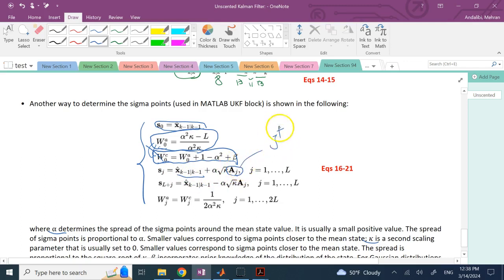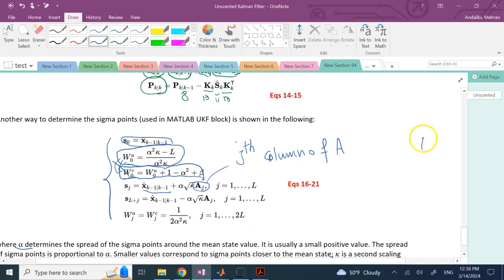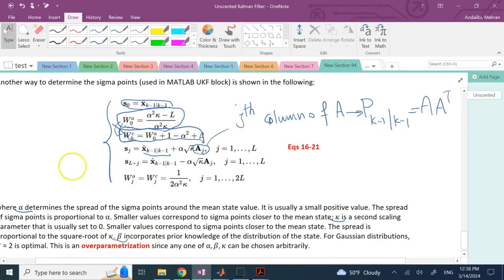A_j has the same definition. This is the jth column of what? This is the jth column of A. How did you get A? A times A transpose is P of k minus 1 given k minus 1, the Cholesky decomposition. So that's the same definition. And then S from L plus 1 to 2L also comes from this bottom formula.